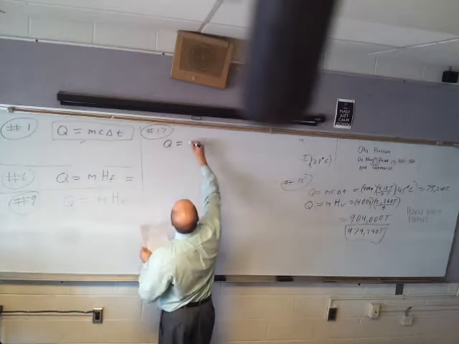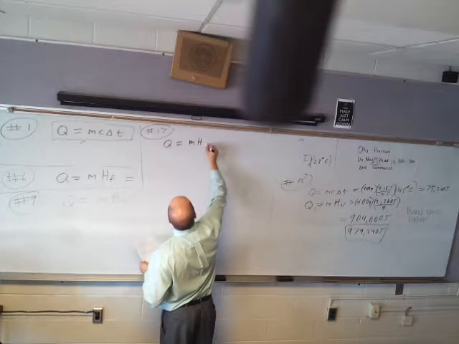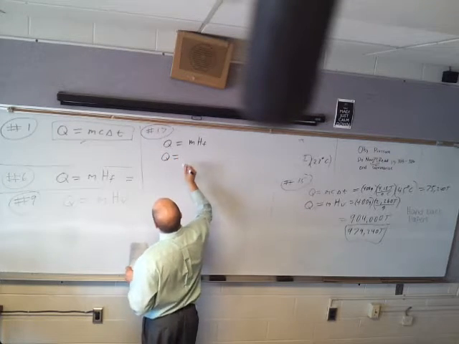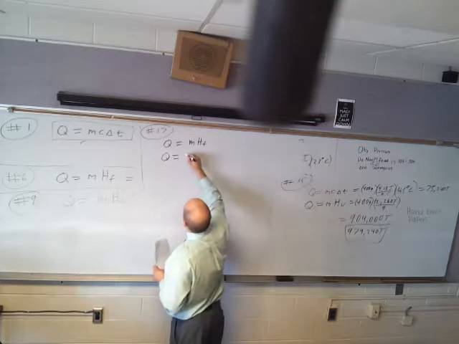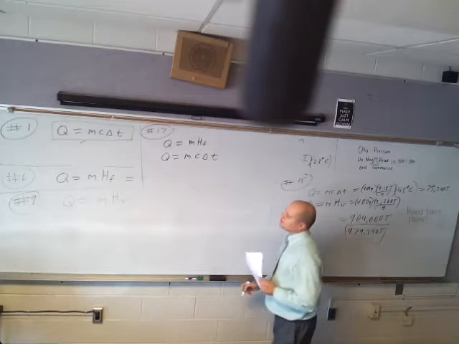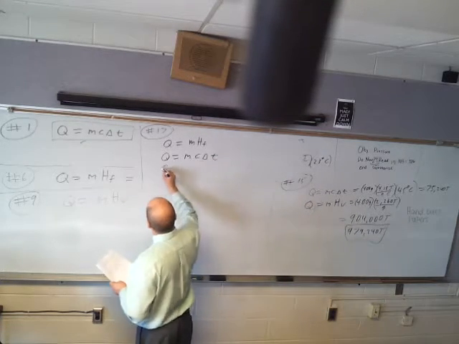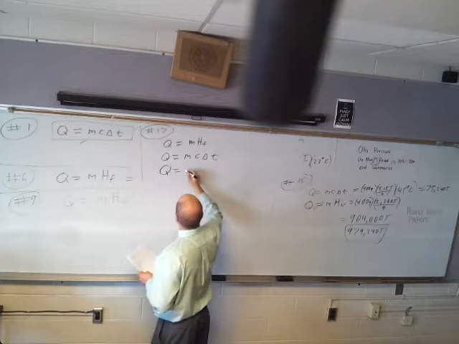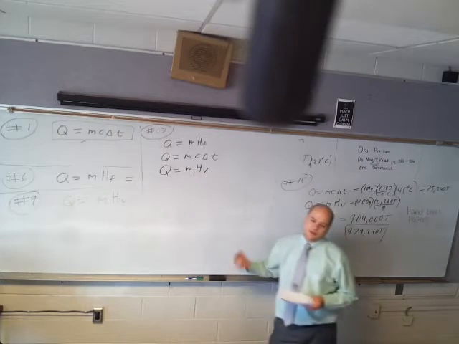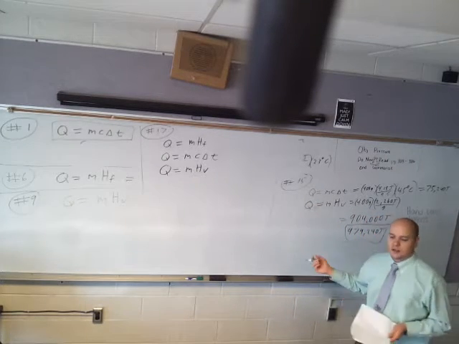So, you gotta melt the ice. The amount of heat it's gonna be M times HF. You have to raise the temperature from 0 to 100. So Q equals MC delta T. And then, once the water's at its boiling point, it has to be changed into steam, so Q equals M times HV. So we have to figure out how much heat each of those stages takes, and then add all three together at the end.